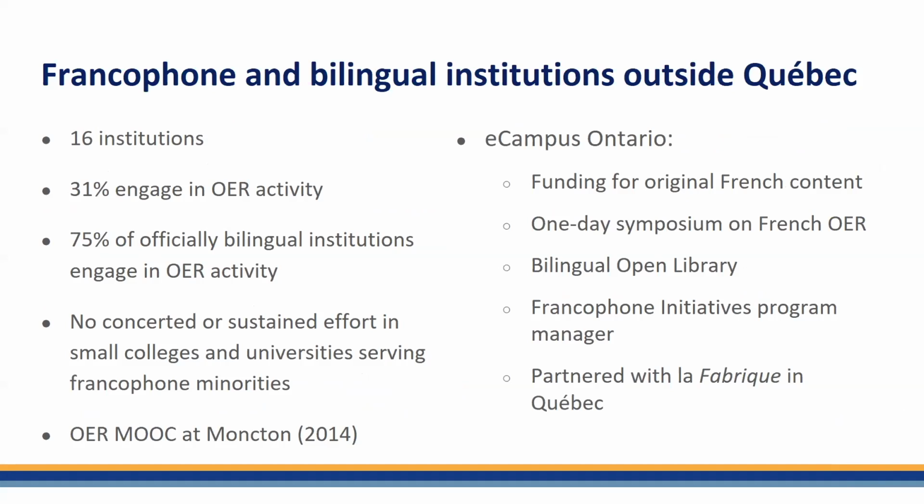So that brings me to an overview of what's happening in the Francophone and bilingual institutions outside Quebec. So we found there were 16 institutions, and those are usually quite small. So for example, 9 of these institutions have 1,000 students or less. 6 of them have less than 10,000 students. And then there's the largest one, which is the University of Ottawa with over 40,000 students. So of these institutions, 31% were found to engage in some kind of OER activity.